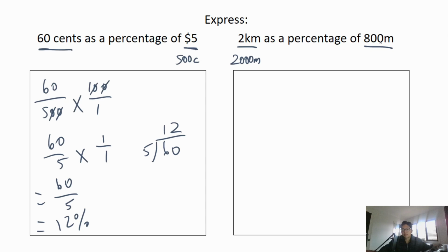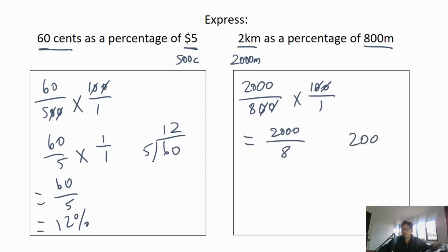So that's the whole here because it's next to the of. So we have 2000 over 800 times 100 over 1. So let's cancel out the zeros where we can. So that gives us 2000 over 8. And let's just divide that. 8 goes into 20 twice, the remainder of 4. Once again, it goes into 45 times, and it goes into 0 times. So we have an answer of 250, and the answer will then be 250%.